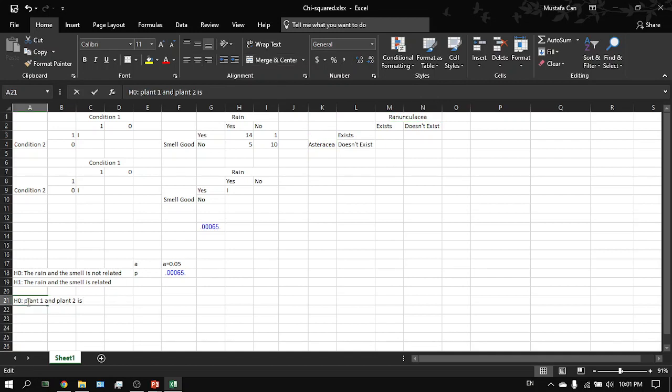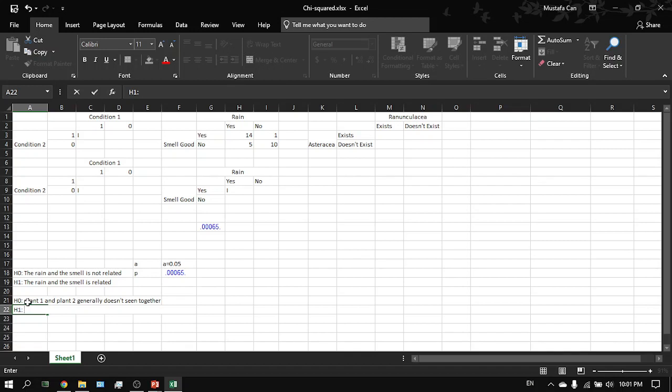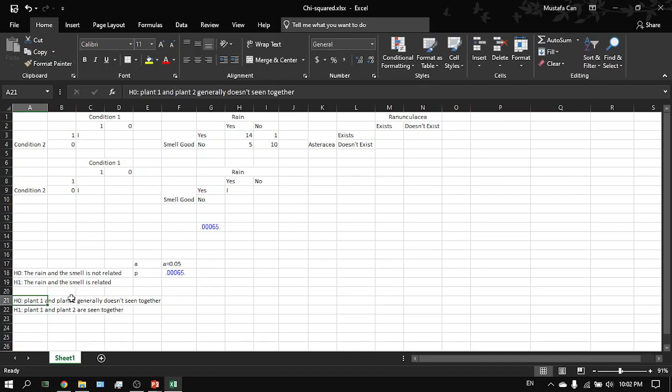So H0: plant one and plant two are generally not seen together. H1: plant one and two are seen together. The null hypothesis always has a negative connotation. It's always that the thing is not happening, not occurring. According to your p-value, you reject or accept that one.